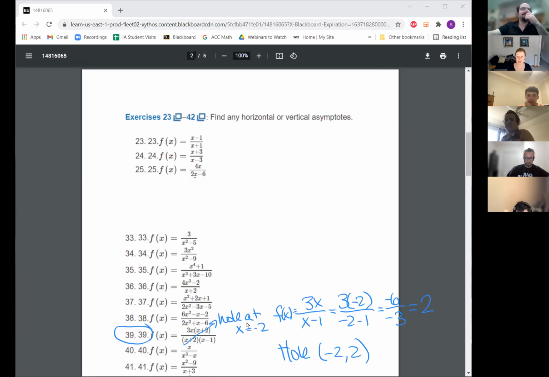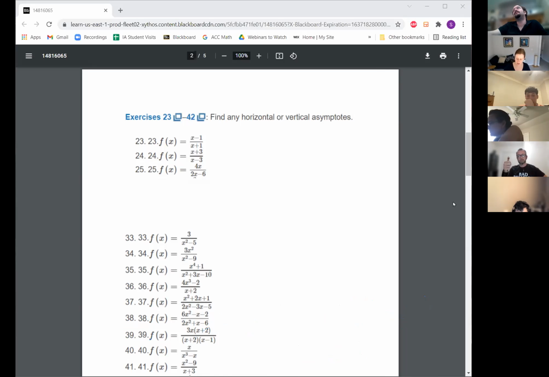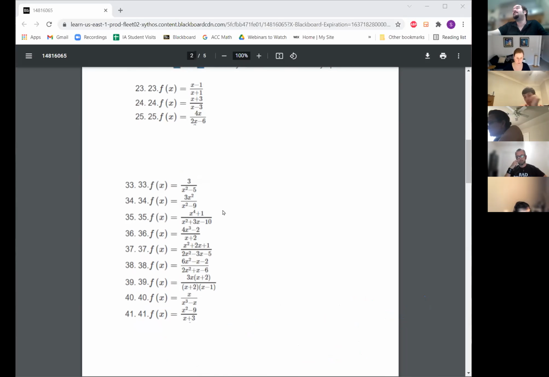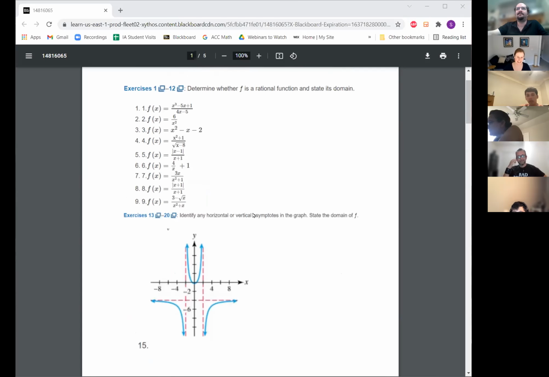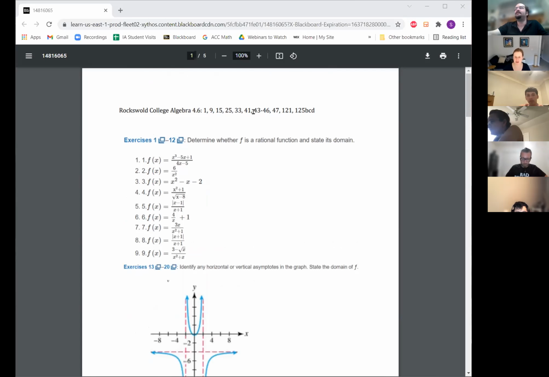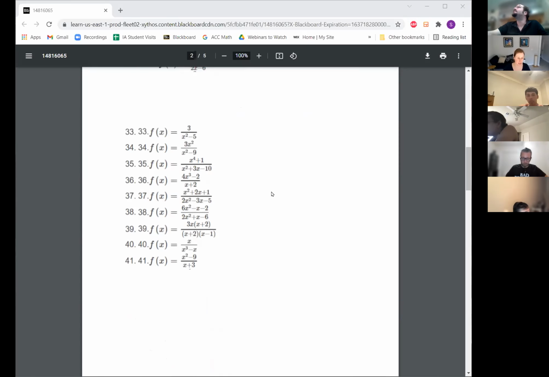Okay. Do you need another example with a hole, or are you all okay and we can move forward? I'm good. I think I understand it. All right, we'll move forward then, since Fidel's the only one who told me anything and he said he's fine. All right, we'll go to 43 to 46 next.